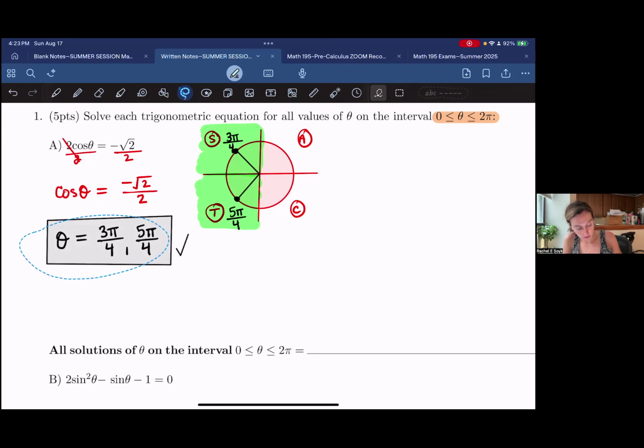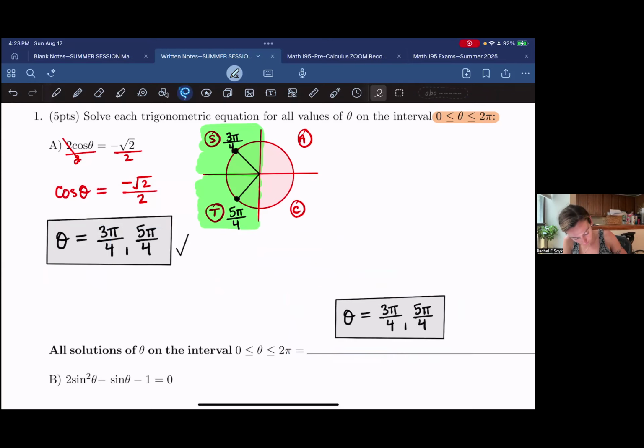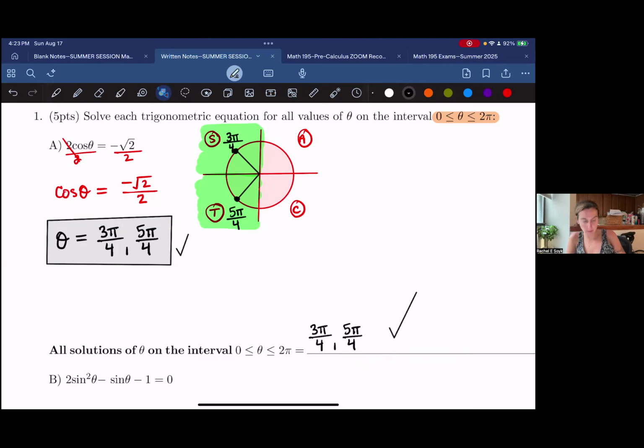So our solution should also be in radians. And I guess we don't even need the equals part since that's already given to us. And that's it. That completes our part A.